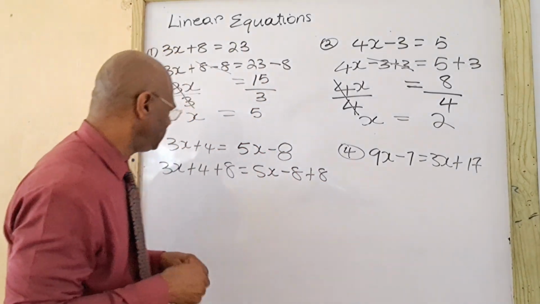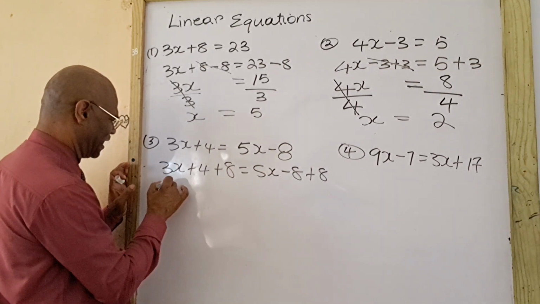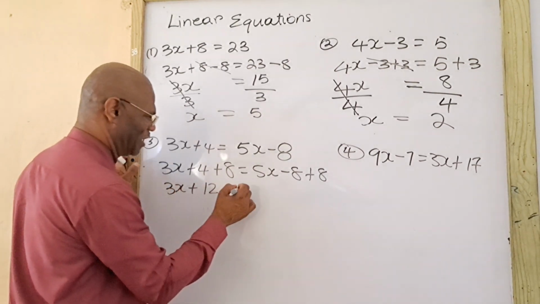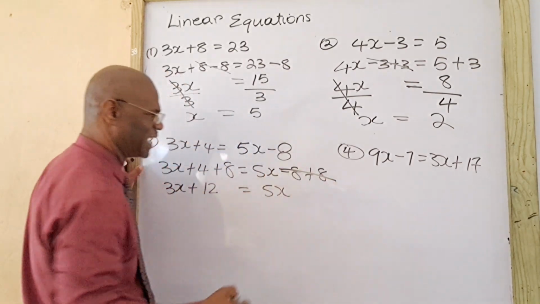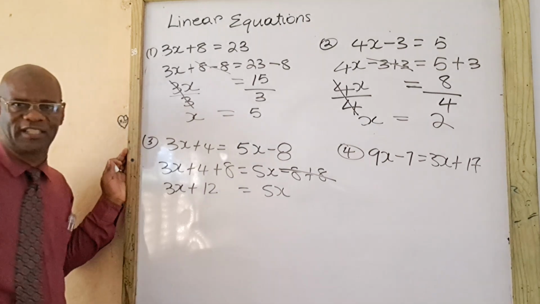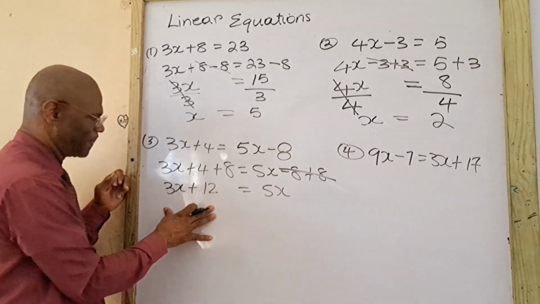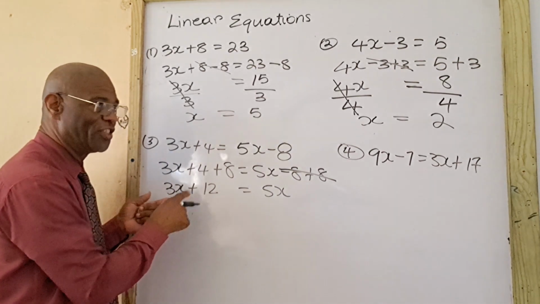Alright? So we now have on this side 3x plus 12, 8 and 4 is 12, equals 5x, because the 8's cancel, right? Negative 8 plus 8 is 0. So this is what we have now. So I now need to get this 3x on the right hand side.